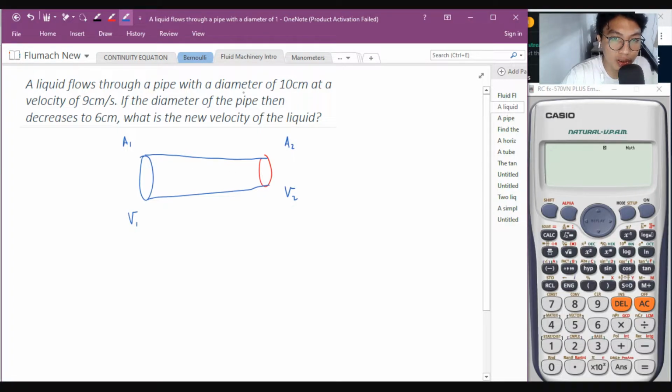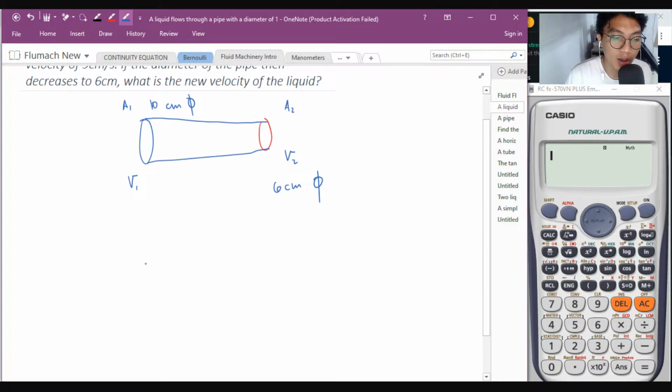Now, dito, yung pipe diameter mo is at 10 cm. Yan. Dito, bumaba siya ng 6, decreases to 6 cm yung kanyang diameter. Now, what is the new velocity of the fluid? Okay. From the continuity equation, di ba? Sinabi ko sa inyo that for incompressible fluid, A1 V1 is equal to A2 V2.